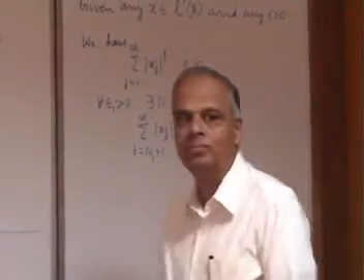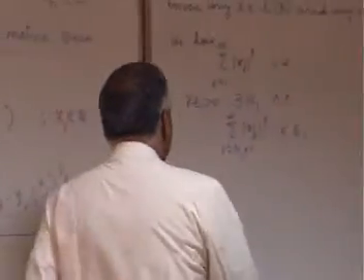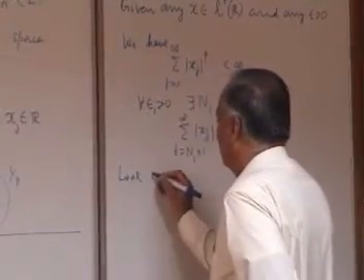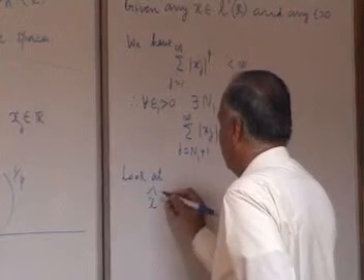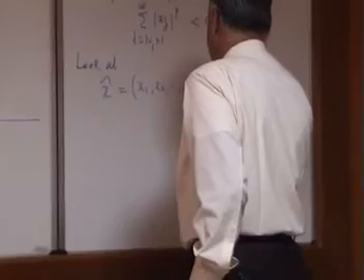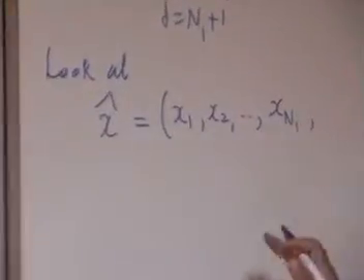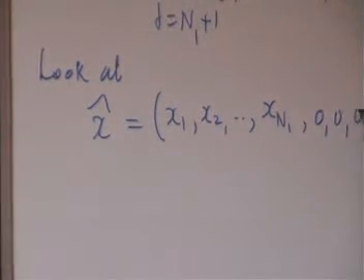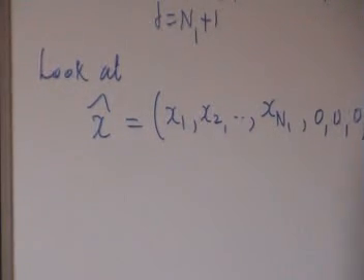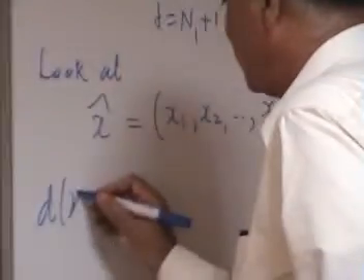Now, what does that mean? Look at x tilde, which is x1, x2, up to x_n1. It coincides with the given vector up to the first n1 coordinates, then becomes 0. All the other coordinates are 0. Right? Now, what is the distance between x and x tilde then?